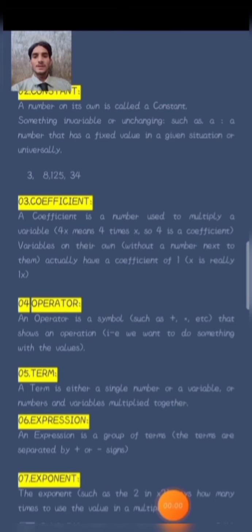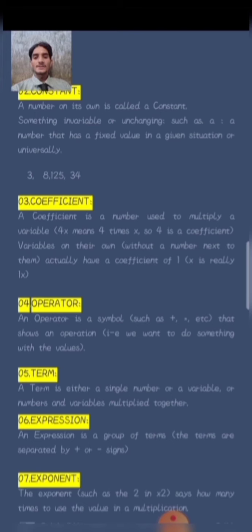Number two, constant. A number on its own is called a constant. Something invariable or unchanging, such as a ratio. A number that has a fixed value in a given situation or universally. Number three, coefficient. A coefficient is a number used to multiply a variable. 4x means 4 times x, so 4 is the coefficient. Variables on their own, without a number next to them, actually have a coefficient of 1. X is really 1x.